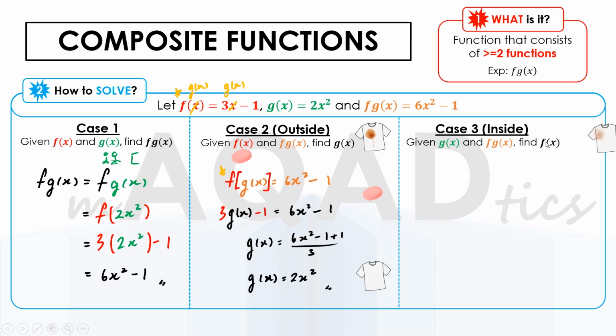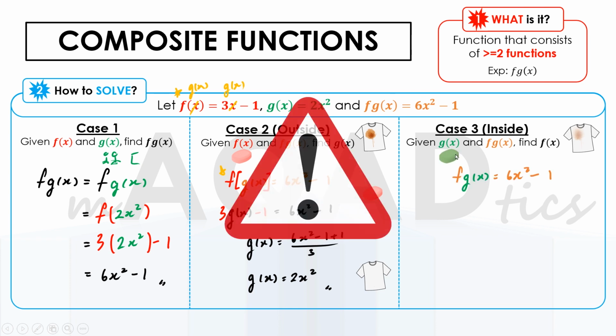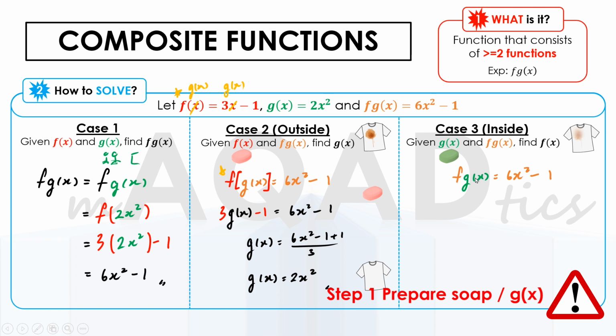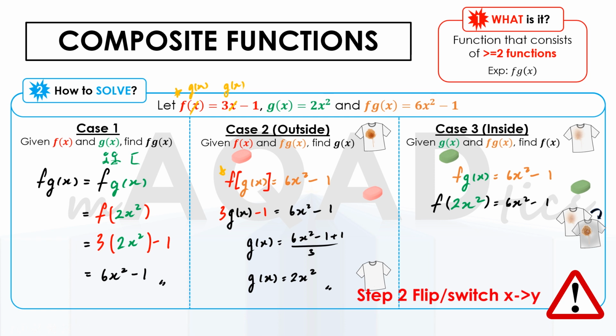So f(g(x)) is our dirty shirt and g(x) is the soap. So our first step is to prepare the soap first, or here means for this g(x), let's just substitute 2x squared here. Direct substitution. Then for the next step, we flip the shirt inside out, correct? Because we need to clean the things inside the shirt.